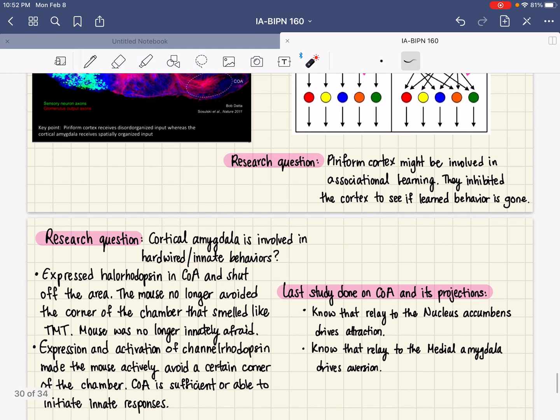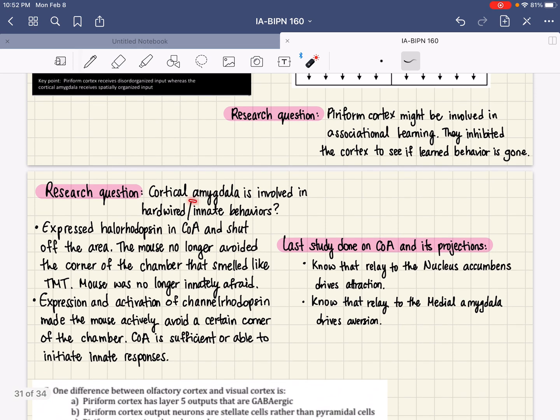And the way that they could test whether the cortical amygdala is involved in innate behaviors or not, they expressed halorhodopsin in the cortical amygdala. And halorhodopsin, as you know, silences this area, so it shuts up this area. And after they did that, the mouse was no longer avoiding the corner of the chamber that smelled like TMT. And I think TMT smells like the urine of a cat or something, or maybe I'm thinking of a different class. I'm not sure, but TMT is a molecule that scares away the mouse.